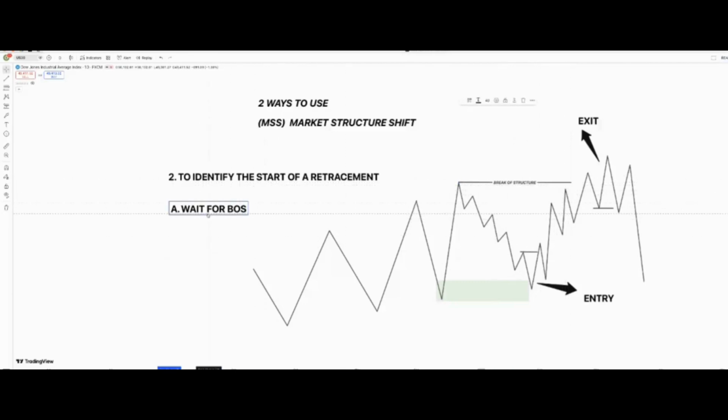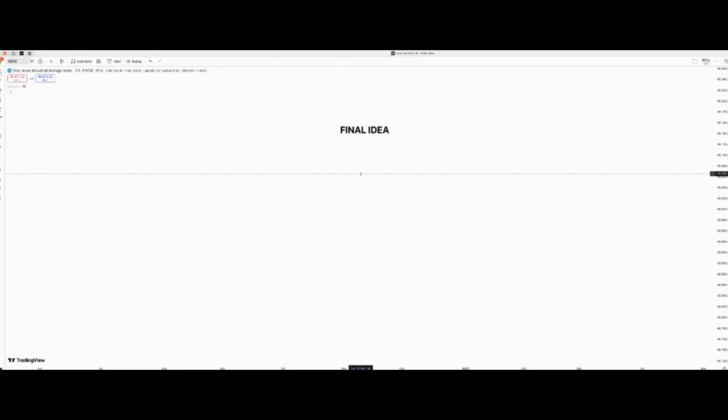Now, after the break of structure, step 2 is to wait for price to make an opposite shift. An opposing shift. The reason I'm using the word shift here is because I already explained it to you. This is the final idea. By final idea, I mean the conclusion of everything I've been trying to explain.